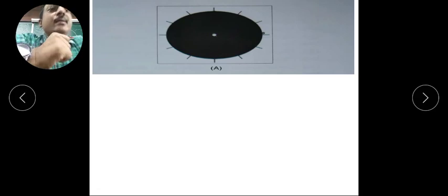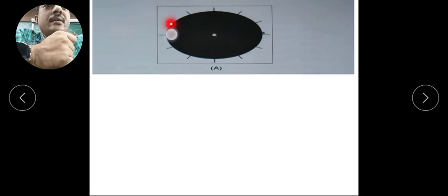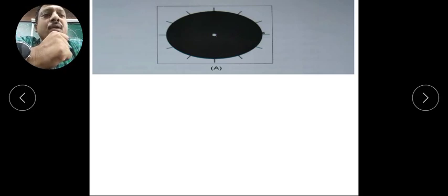Now we discuss some common visual field defects. This is the visual field. Total visual field is lost here. The field of vision is lost, but sparing the central portion. The central visual field is normal. This is known as loss of total visual field with sparing of the macular region.